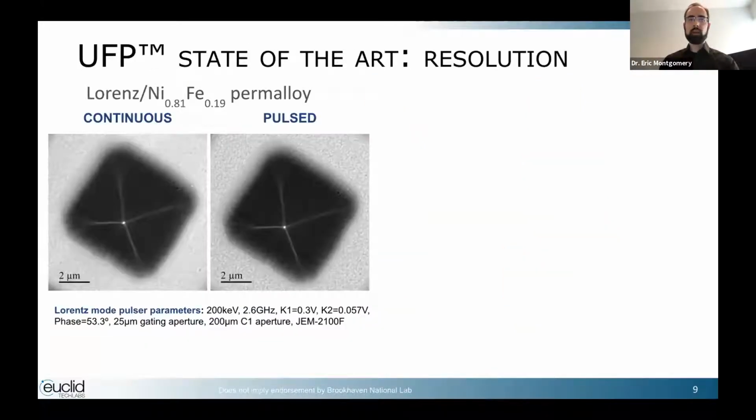So what is the state of the art when it comes to the ultrafast pulser, the UFP? The resolution, which we're routinely achieving, is excellent. The continuous and pulsed beam here at a lower magnification are almost indistinguishable for this Lorentz image of a permalloy square. And this is at 200 kilovolts with a 2.6 gigahertz pulse train for the pulsed beam, which means that the pulse duration is just a few picoseconds.